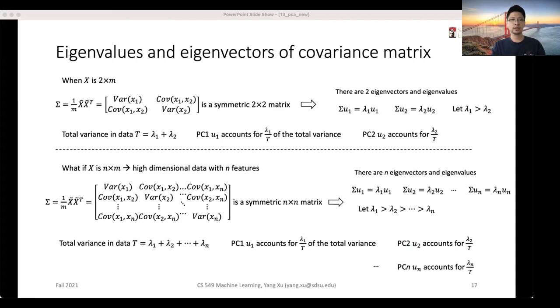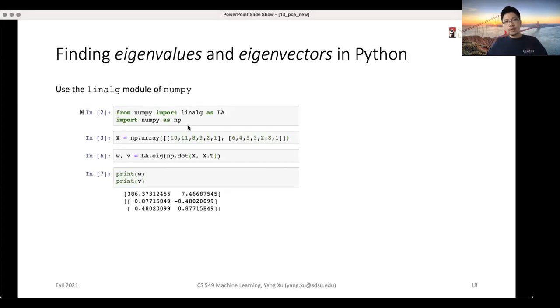So next, let's see an example using NumPy. In our case, the eigenvalues and eigenvectors can actually be solved quite easily in NumPy. NumPy provides a linear algebra module, and you can import it like this. In our example here, we create some toy data set X that has 2 rows, and a simple call of the linear algebra eigenfunction will return the results.